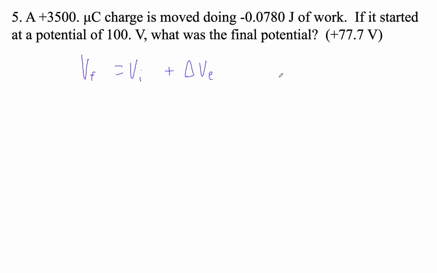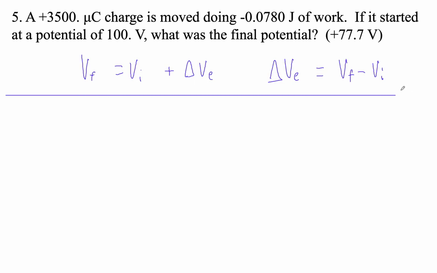Or another way of writing this is our change in potential is our final potential minus our initial potential. That's another way of writing exactly the same thing, right? Okay. So we just got to figure out what the change in potential is and add that to 100, okay? And we got to be very careful because it could be either a positive or negative change.